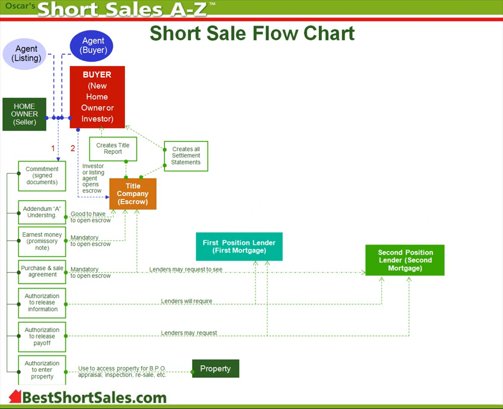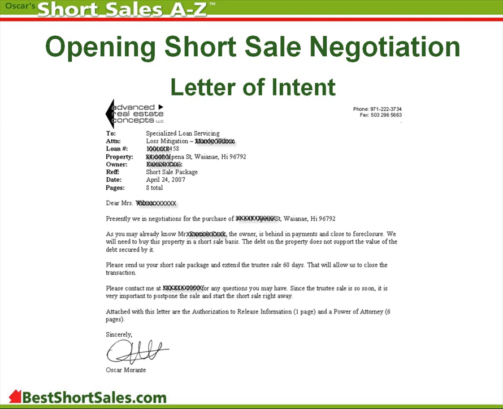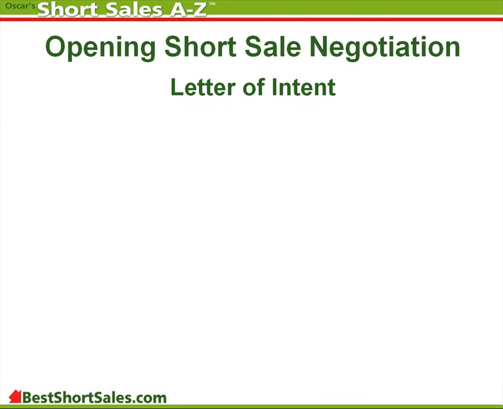To continue with the flow chart and example, the next action the buyer or listing agent needs to do is open contact with the lenders. From the second mortgage, a short sale package is requested. From the first mortgage, a payoff statement is requested. This is a good example of a short sale letter of intent. This letter needs to be faxed together with the authorization to release information to the loss mitigation department.